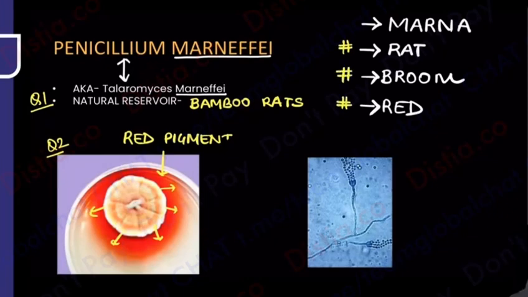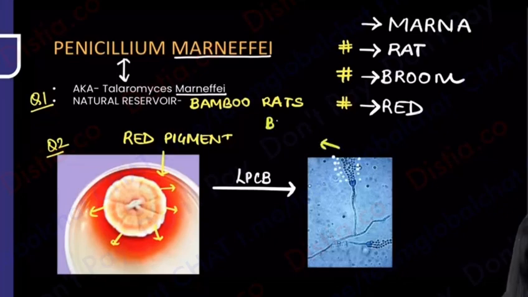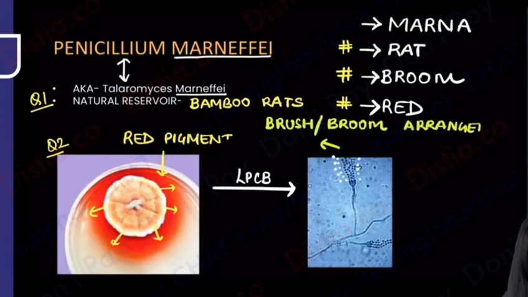But where is that jhadu or broom coming from? When I did this very famous lactophenol cotton blue testing from the culture, can you all visualize these small conidia, how they are arranged in the form of a brush? So please remember, there is a brush or a broom arrangement of conidia morphology that you are going to visualize. I hope that is okay with everyone.